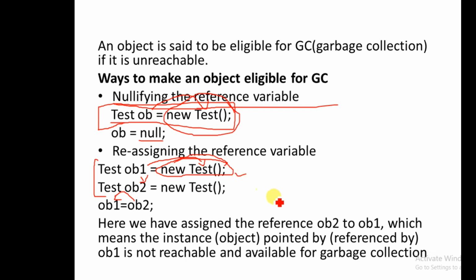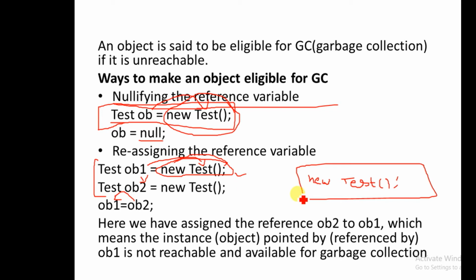There is one more way, if we create an anonymous object. Anonymous object means if we do not specify the name of the object and simply create an object like this, new test. Such type of objects are also eligible for garbage collection. See, this is an anonymous object, since we have not mentioned the name of the object. Now let us see practically how we can perform the garbage collection.